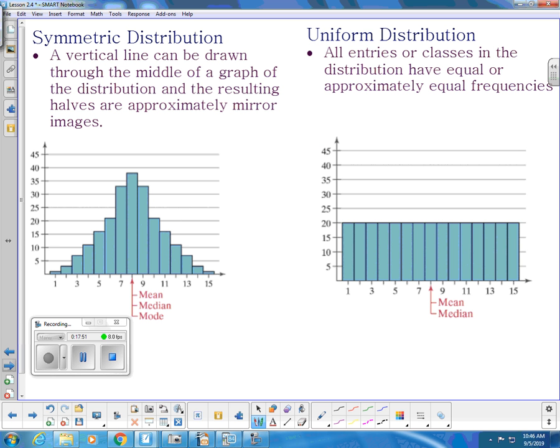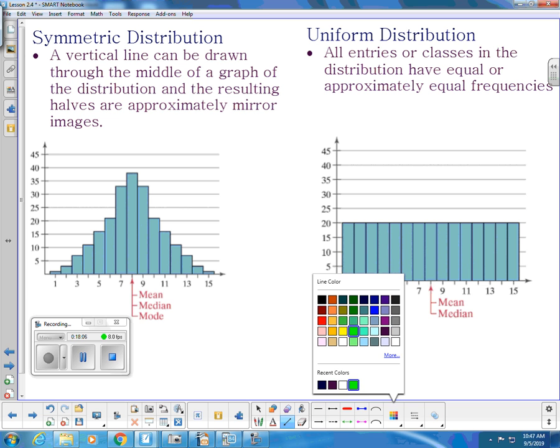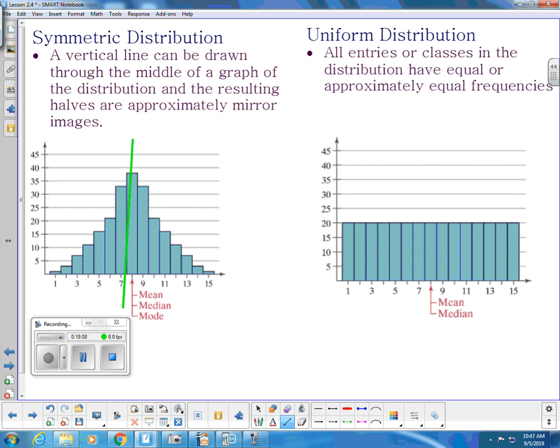Okay, I would write these down. Or you don't have to sketch the whole graph, but know the different ones. Symmetrical distribution is kind of obvious by its name. You can fold it in half. If you draw a line, it's almost the same on both sides. So I can draw a line down the middle, and it's going to be kind of the same on both sides. That's what symmetrical means. If it's uniform, all the frequencies are pretty much the same. You've got almost a rectangular shape. All your bars are very close to being the same height.